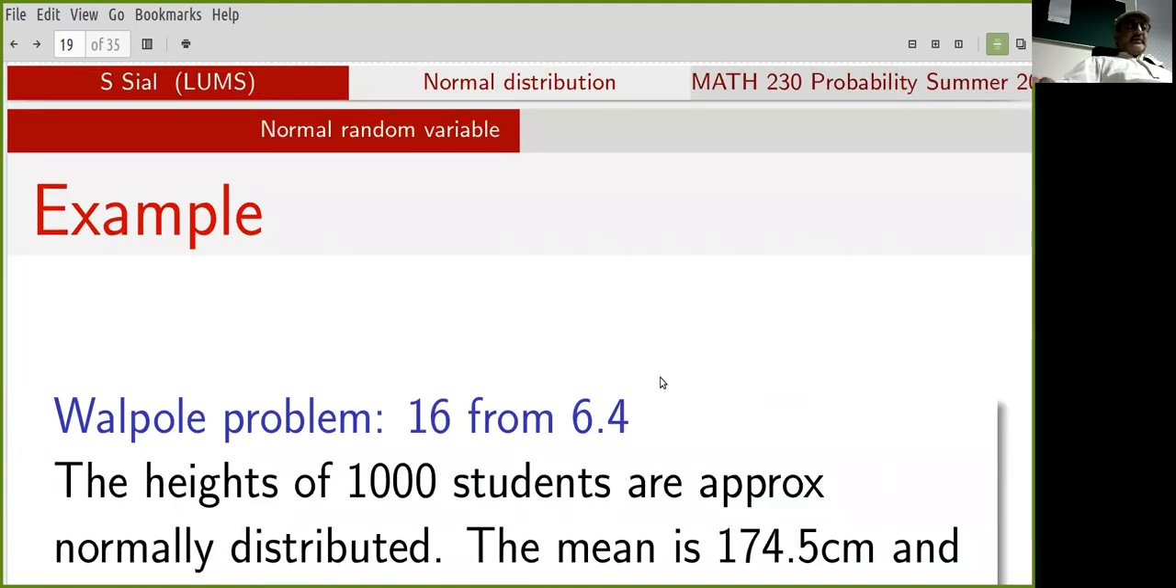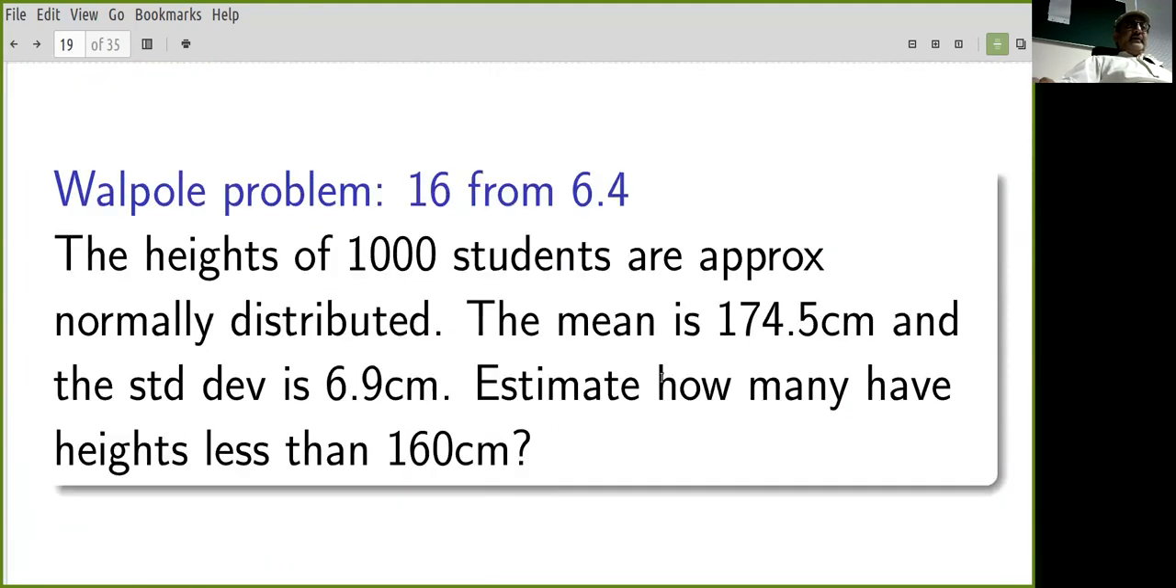Okay, how about we try this? The heights of 1,000 students are approximately normally distributed. The mean is 174.5 centimeters. The standard deviation is 6.9 centimeters. Let's estimate how many heights are less than 160 centimeters.